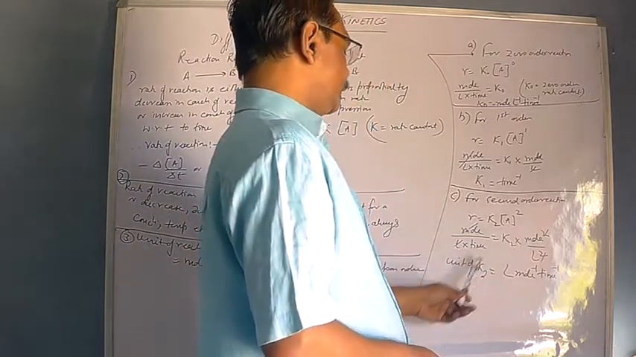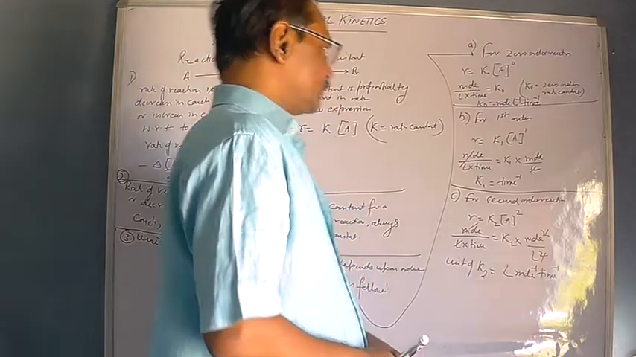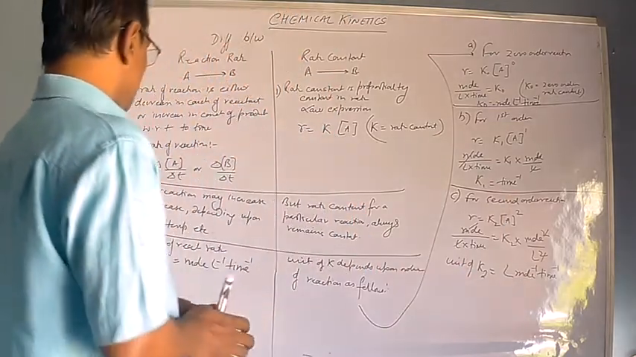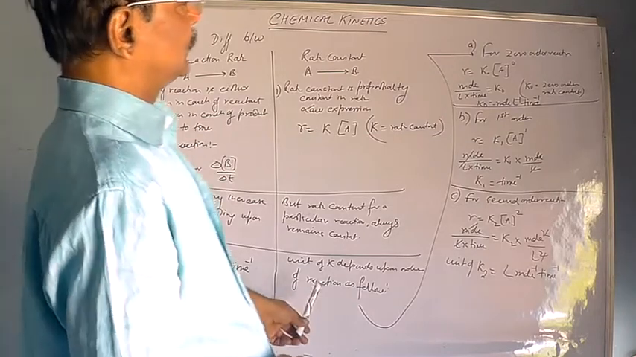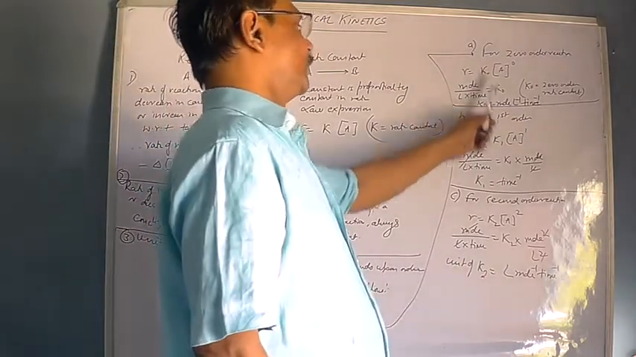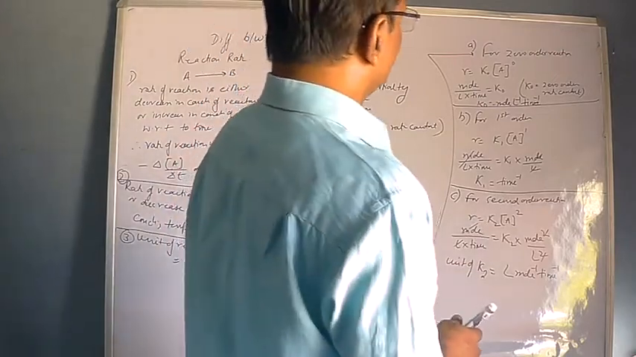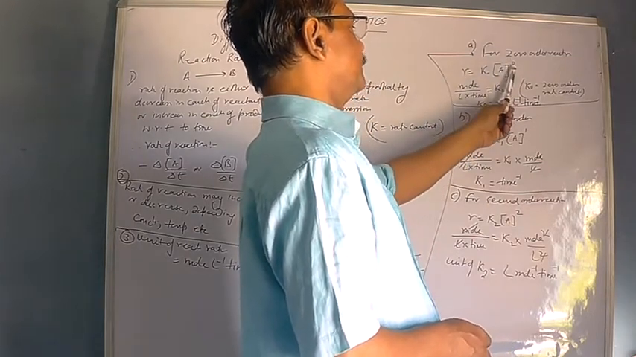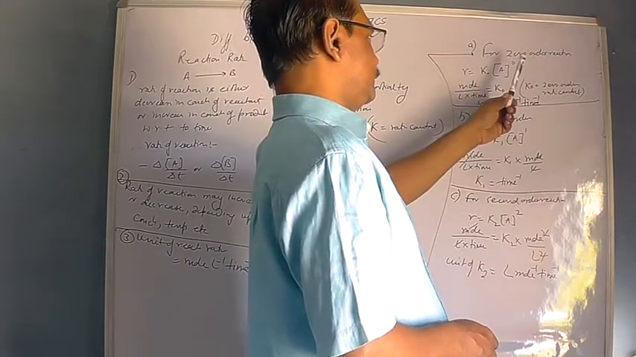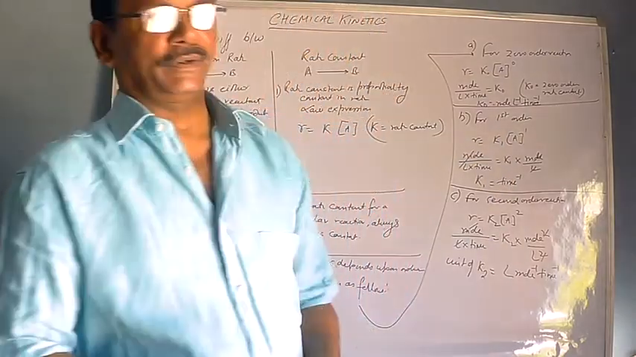So we are left with the unit of K2: liter per mole per unit time. So class, in a nutshell, you can say that the unit of reaction rate always remains constant, but the unit of the reaction rate constant depends upon the order of the reaction. And what is the order of the reaction? The power of the concentration term is called the order of reaction. Zero order reaction, first order reaction, and this one is your second order reaction.